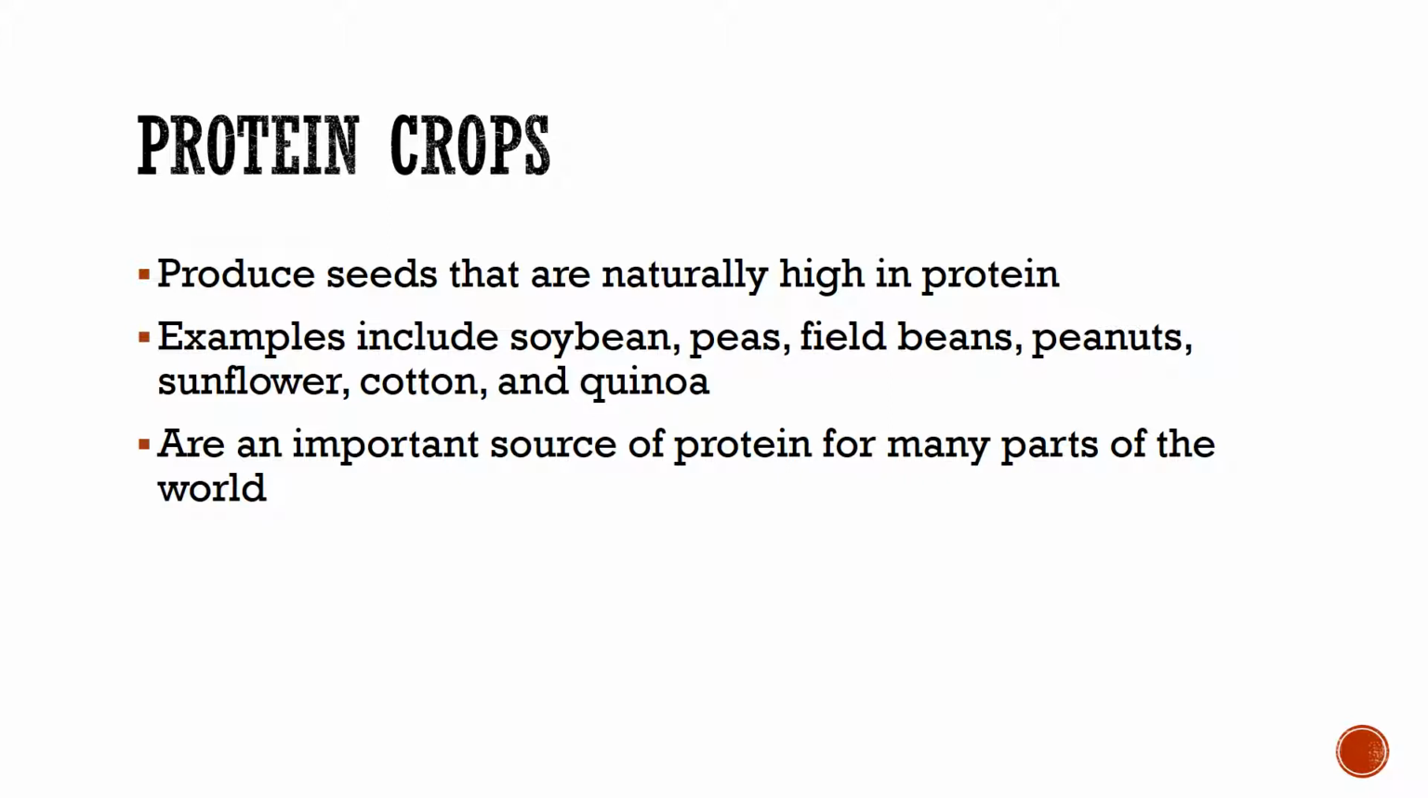Protein crops are important because they're naturally high in protein. This is really important in the livestock world too, because we utilize these protein crops to give protein to those animals. So soybeans, field beans, peanuts, sunflowers, peas are a big one. Those are actually a companion crop that can be grown with different pasture grasses as well. And it's the most important source of protein for many countries in the world.